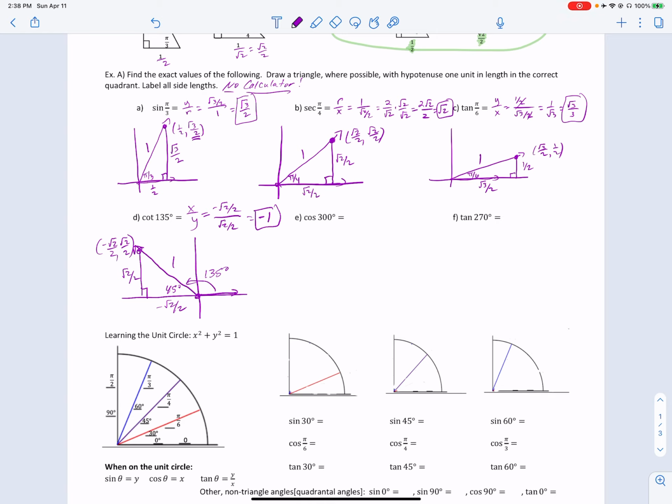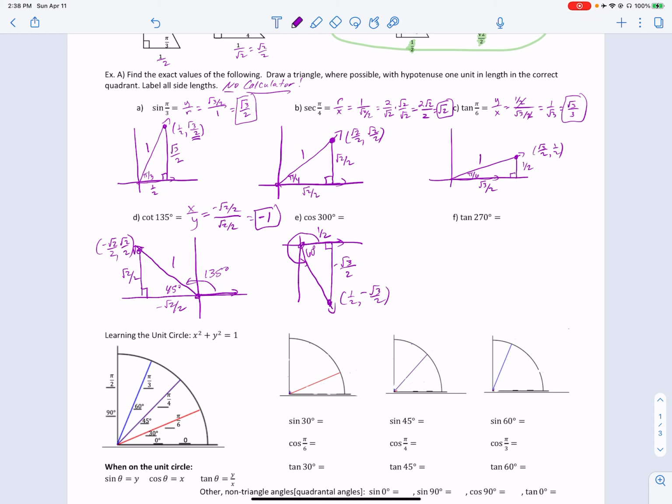Cosine of 300 degrees. That's 60 degrees short of a full rotation, so we end up over here with a 60-degree reference angle. Pick a point on the terminal side, and we always go to the x-axis, never to the y-axis. So there's that. And so we go to the right, the short value of 1/2, and down the long leg value of negative root 3 over 2. So the ordered pair would be a positive 1/2 and a negative root 3 over 2.